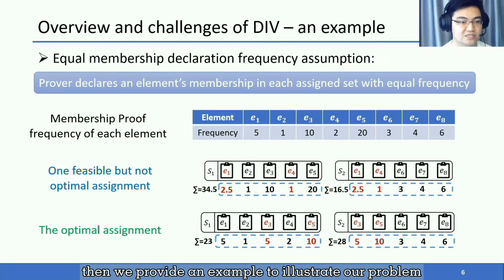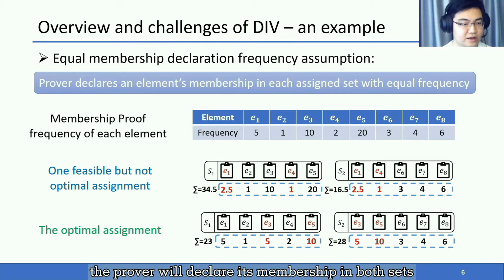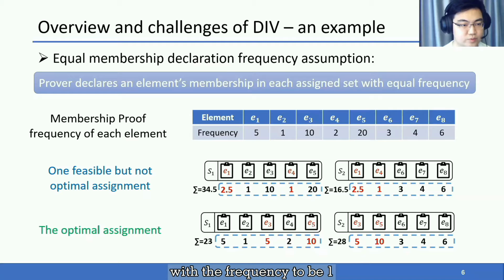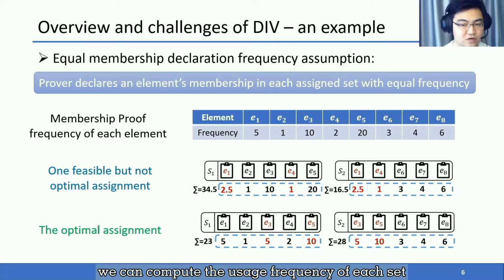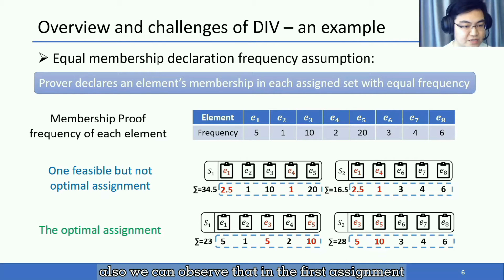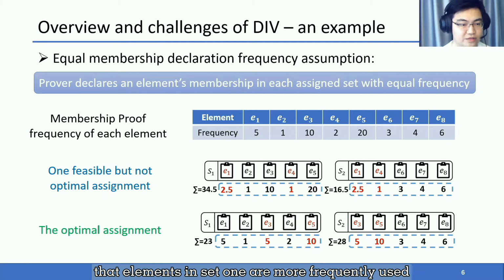Then, we provide an example to illustrate our problem. Suppose we have 8 elements with the proof frequency listed in the table. We shard them into 2 sets with cardinality of 5. In the first assignment, element 4 is assigned to both sets. Based on our assumption, the prover will declare its membership in both sets with the frequency to be 1. Thus, based on the declaring frequency of each element, we can compute the usage frequency of each set. Also, we can observe that in the first assignment, adversaries can know that elements in set 1 are more frequently used, while in the optimal assignment, the importance information can be better hidden.